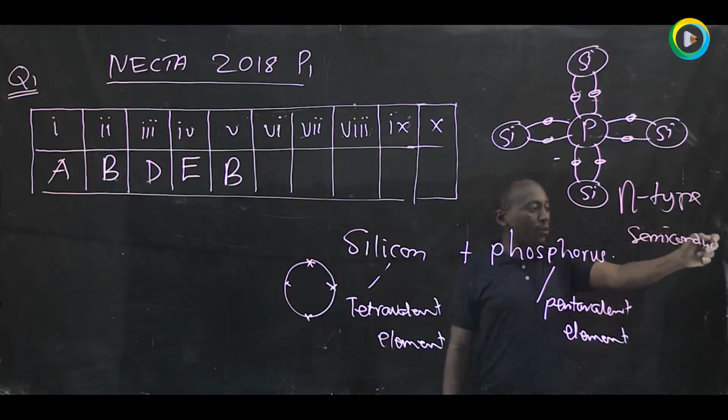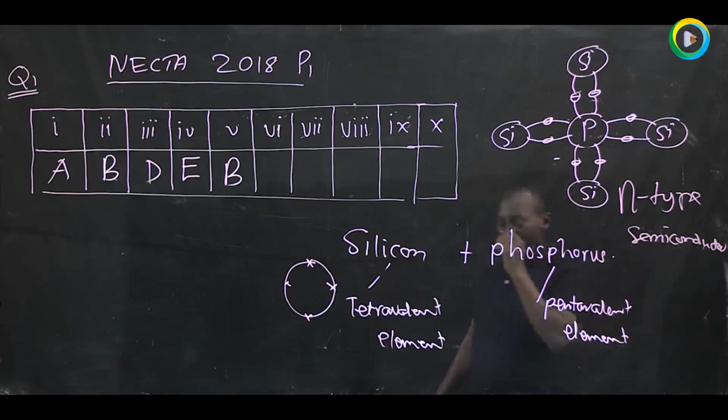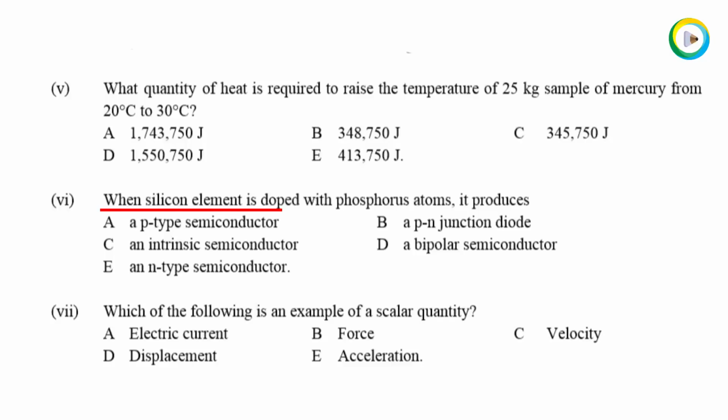This is a type of extrinsic semiconductor. Now, in the multiple choice there, when a silicon element is doped with the phosphorus atom, it produces: A, we have a P-type semiconductor. B, we have a PN junction diode, is not the answer. C, an intrinsic semiconductor is not the answer. A bipolar semiconductor is not the answer. In this case, our answer will be an N-type semiconductor.